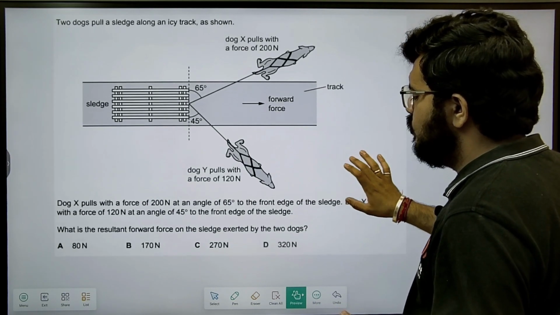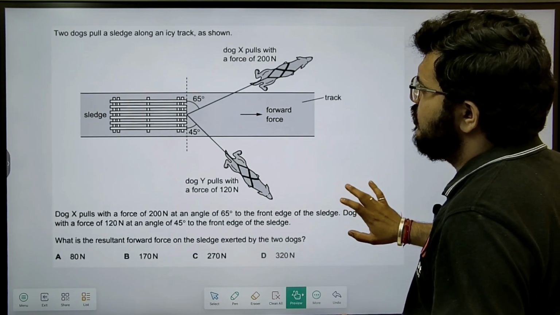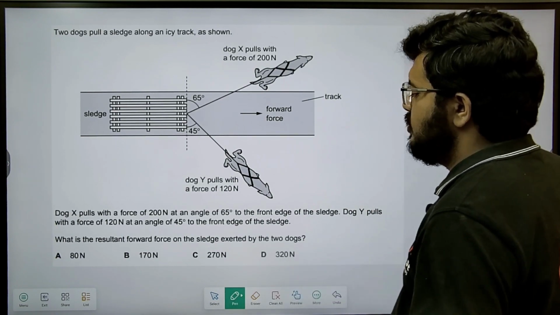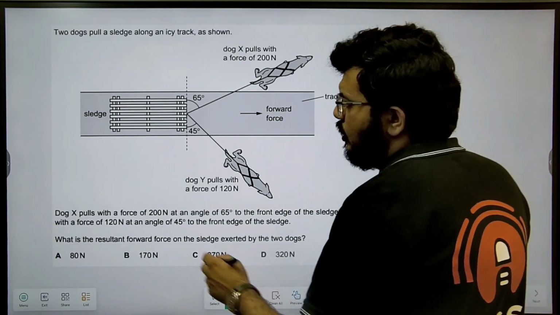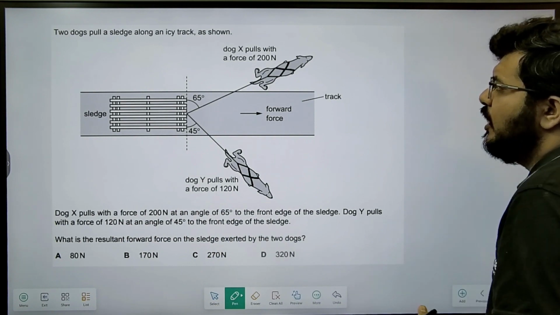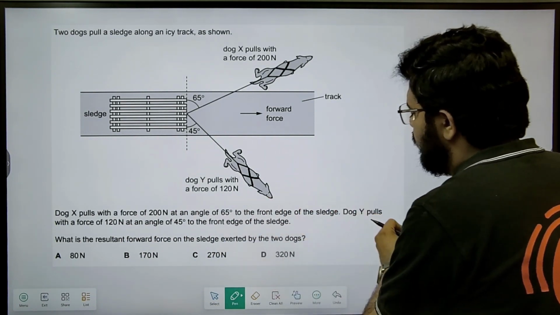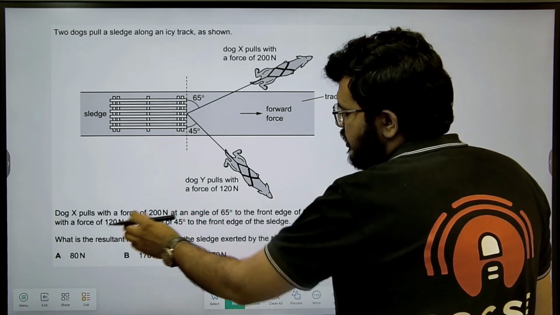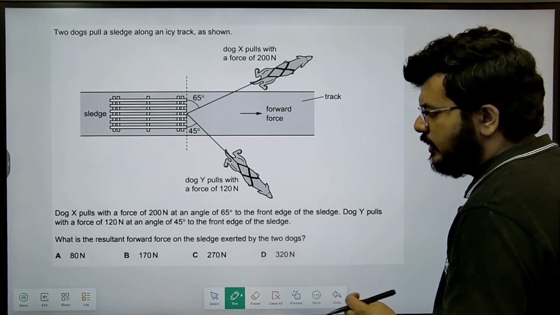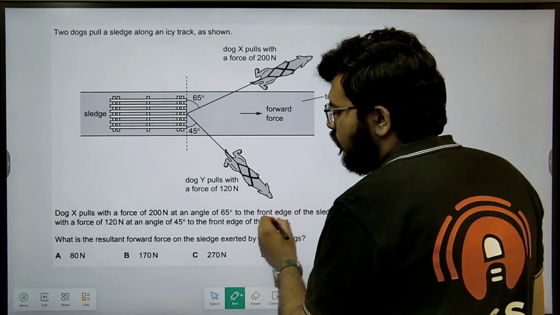So we have two dogs pulling a sledge on an icy track as shown. Dog X pulls with a force of 200 Newton at an angle of 65° to the front edge of the sledge. The other one pulls at 120 Newton at an angle of 45°. What is the resultant force forward?